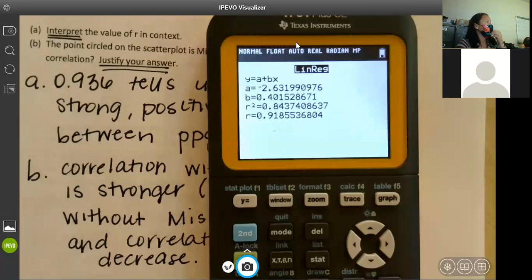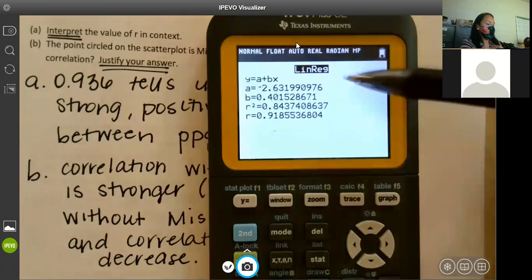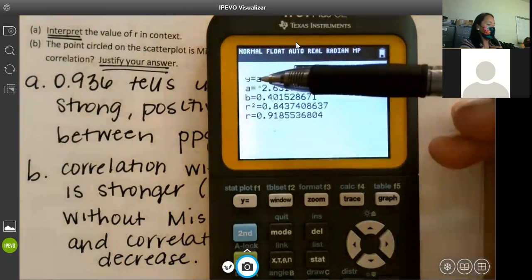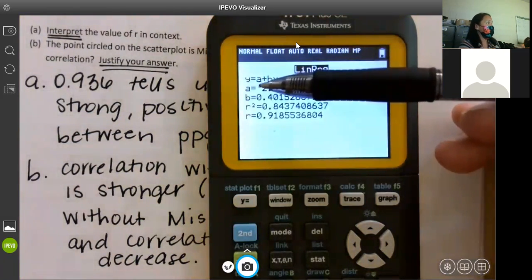What is the A and B for again? I'm confused about that. Same thing it's always been for. Your A, right now, is your y-intercept.